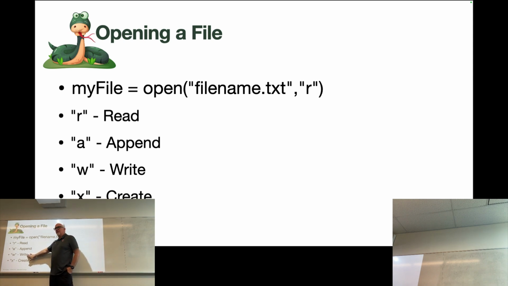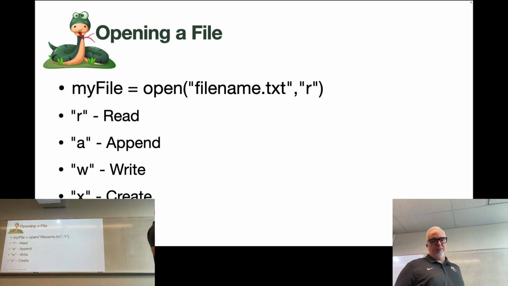Write is different in that whether the file exists or not, it's going to wipe it clean and start from scratch. So it deletes whatever's there. It's overwriting it. And then create only works if the file doesn't exist. So if you use create and this file name already exists, it will actually produce an error. If it doesn't exist, then it creates the file and opens it for writing. Okay? So those are the different flags. We'll play around with some of those today.